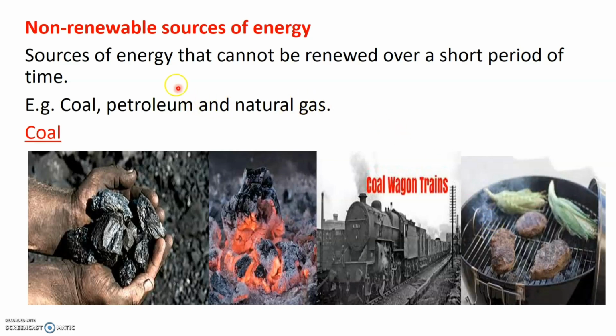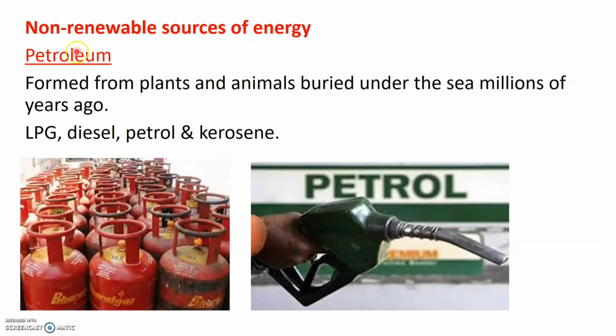So, coal is a source of energy that cannot be renewed because coal is formed especially from plants buried deep inside the earth, and it takes millions of years for this coal to be formed. That is why we say that it is a non-renewable source of energy. Other than coal, petroleum is also an example of a non-renewable source of energy. Now, petroleum is also formed from plants and animals that are buried under the sea for millions of years.